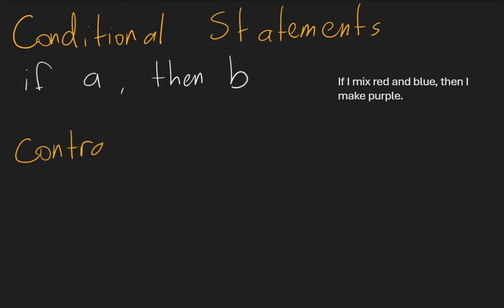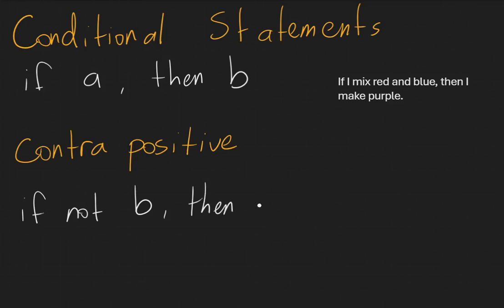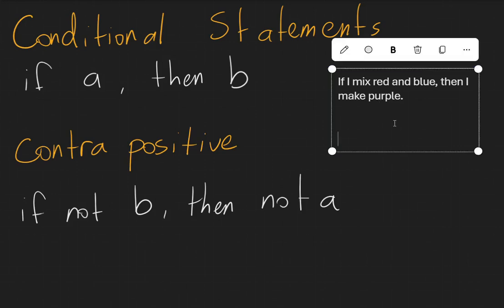The last way that we can play around with our conditional statement is called the contrapositive. This is where we switch the hypothesis and conclusion and we negate them. It's like a combination of the inverse and the converse. If not B, then not A. Using our example, if I mix red and blue, then I make purple. Our contrapositive would be, if I do not make purple, then I do not mix red and blue.